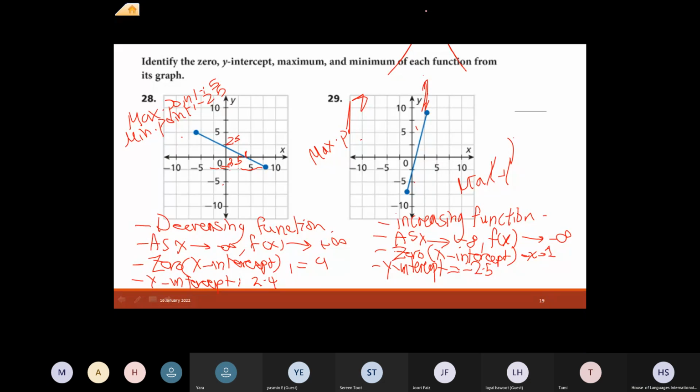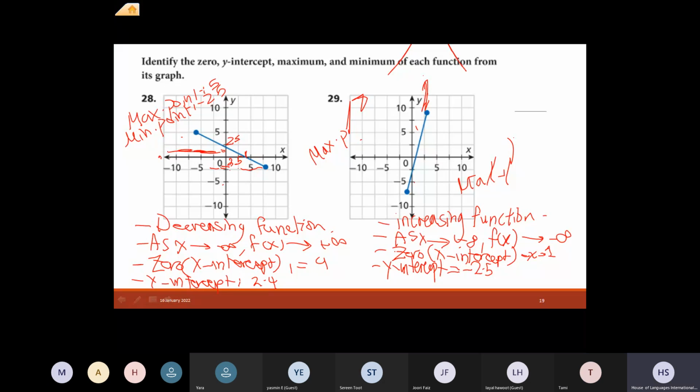Okay, go on the left. You go down, it's decreasing. You go up, you are increasing. In end behavior, look at here. Where does x go to? To positive or negative? Here is negative x. So you will say negative infinity.